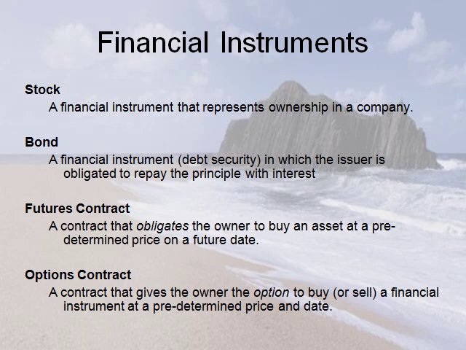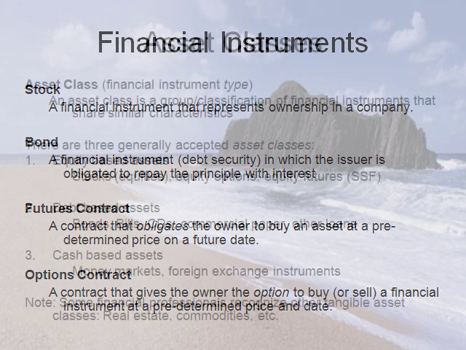Now, a stock is a financial instrument that represents ownership in a company. And a bond is a financial instrument sometimes referred to as a debt security, in which the issuer is obliged to repay the principal and interest. A futures contract is a contract that obligates the owner to buy an asset at a predetermined price on a predetermined date. And an options contract is a contract that gives the owner the option to either buy or to sell, depending on the type of contract, a financial instrument at a predetermined price on a future date.